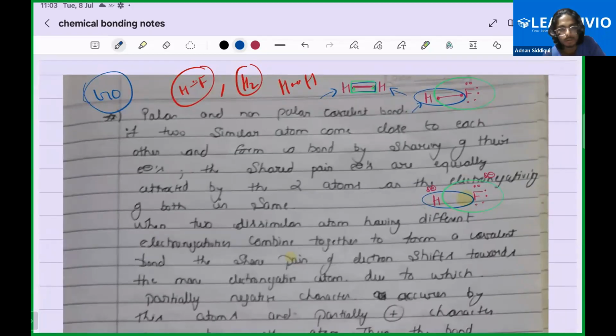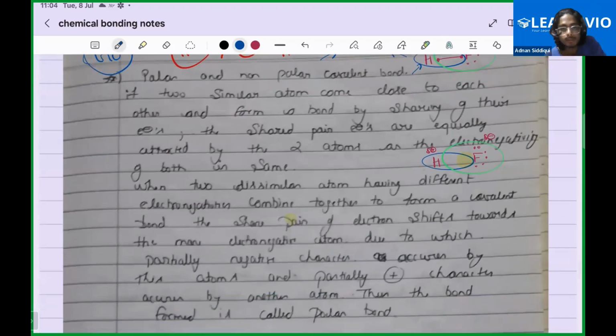So this is about polar and non-polar molecules. Let us see what is the most electronegative element in the whole periodic table. Yes, chlorine is... Yeah, most electronegative element. So let us read it as well. If two similar atoms come close to each other and form a bond by sharing their electrons, the shared pair of electrons is equally attracted by the two atoms as the electronegativity of both is the same. When the electronegativity of both is the same, the molecule that arises from this bond is a non-polar molecule, right?